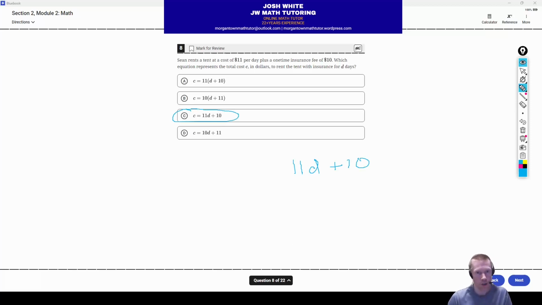Now, just to mention, you could also do this one by picking numbers. You could say, for example, let's say I want to rent the thing for 2 days. Okay, how much would I expect it to cost? So 11 times 2 and then add the $10 in. So 22 plus 10, okay, $32. Go through all these answer choices, plug in 2 for D, and see which one equals 32.